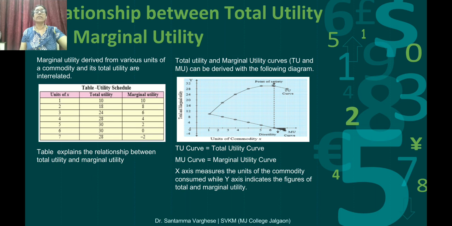First, we studied the types of utility, 6 types of utility. Then we studied the concept of utility, total utility and marginal utility, the definition, then the relation between them. You can see a schedule given here, and according to the schedule, a diagram, a graph is drawn, and in that graph 2 curves are there, the total utility curve and the marginal utility curve.